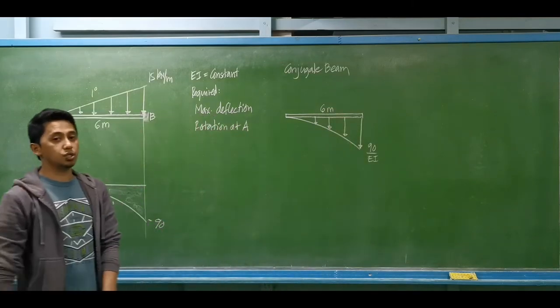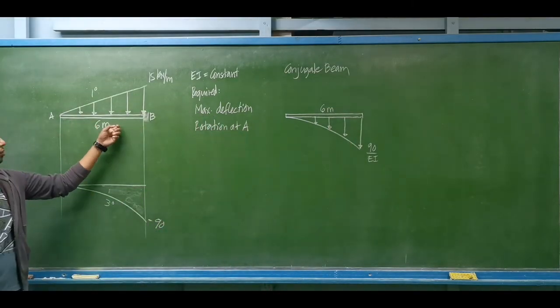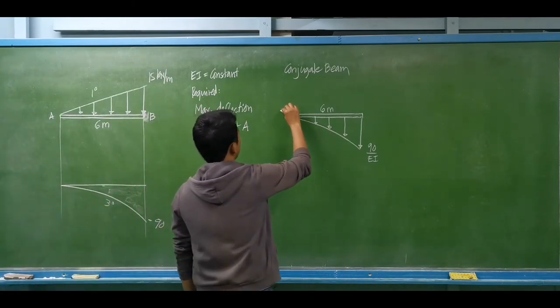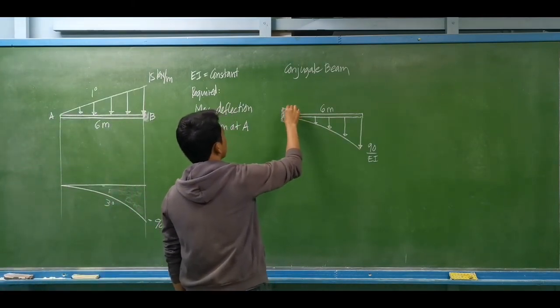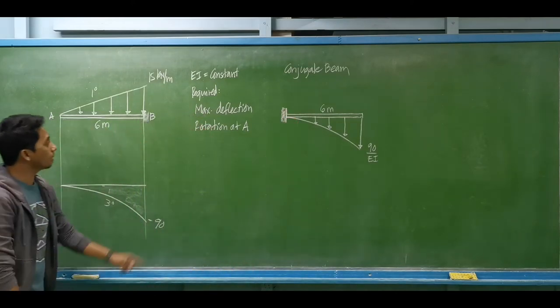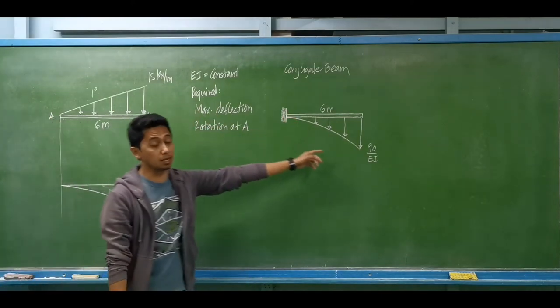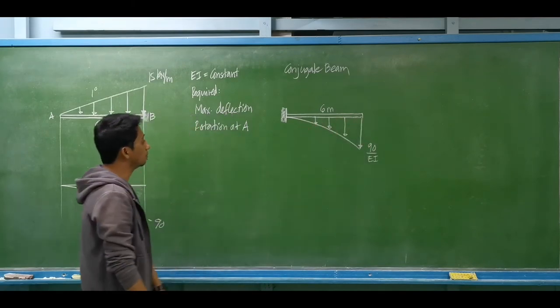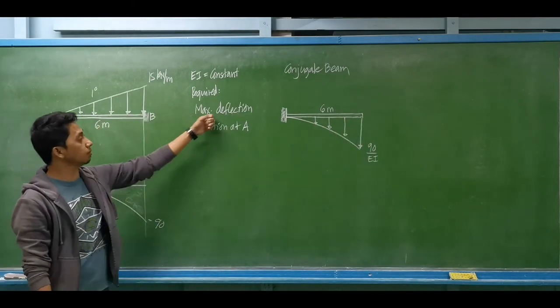Alright, so what is the equivalent conjugate beam for a cantilever beam? If we have a free end on the real beam, it will be a fixed support on the conjugate beam. Then, the opposite: if we have a fixed support on the real beam, it will be a free end on the conjugate beam. So, this will be our conjugate beam. So, how do we determine the maximum deflection?